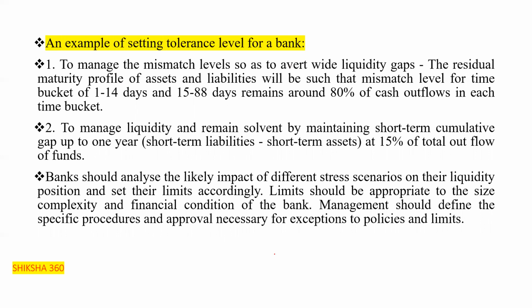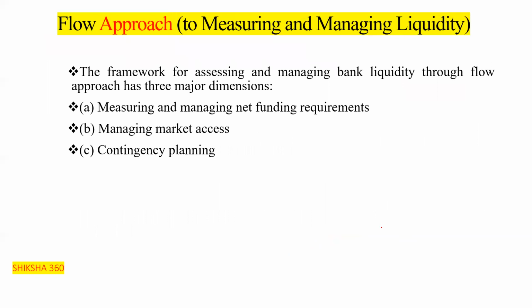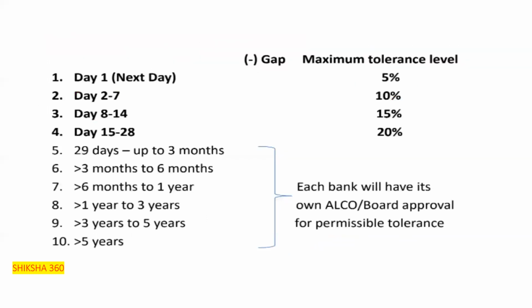Please understand carefully. Suppose our maturing assets are rupees 200 crore and maturing liabilities are 180 crore or 190 crore. First of all, you will see this table. Our time buckets are these 10 buckets. Day one, or next day, is considered as tomorrow.